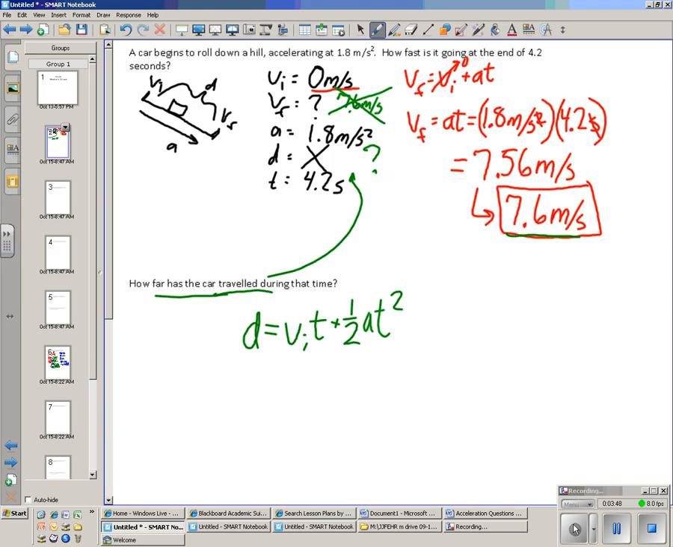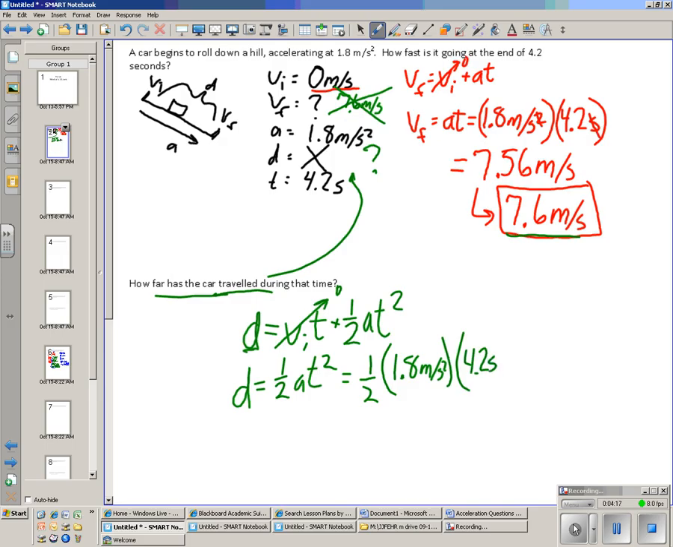Once again, I know initial velocity is 0, so this whole thing will cancel out. That's very nice. Okay, I'm looking for displacement, so that means it's already rearranged. So that's great too. So D equals 1/2 AT squared. Then I can just plug in 1/2 times the acceleration, which was 1.8 meters per second squared, then times the time, which was 4.2 seconds, and that whole thing is squared. So now I tap into my calculator.